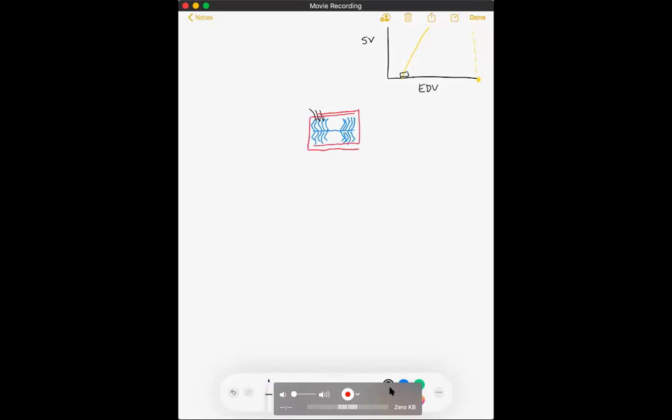And so if the myosin is crowded, and it can't interact with the actin, then what you're going to get from that is very little ability to contract. You can't really make this much shorter. It's already all cramped together. So very little force of contraction.